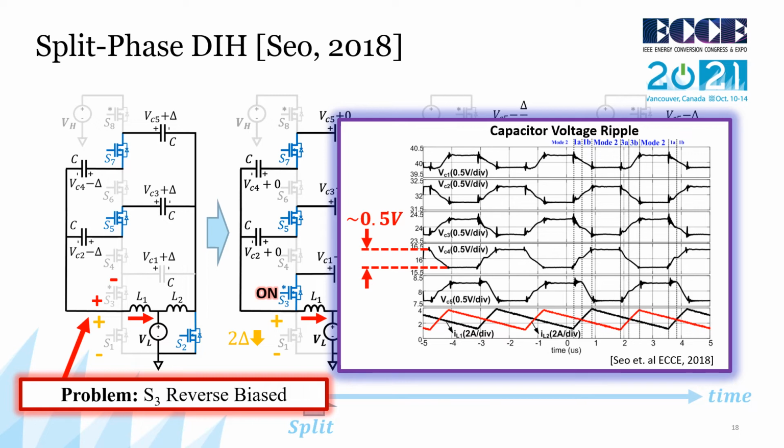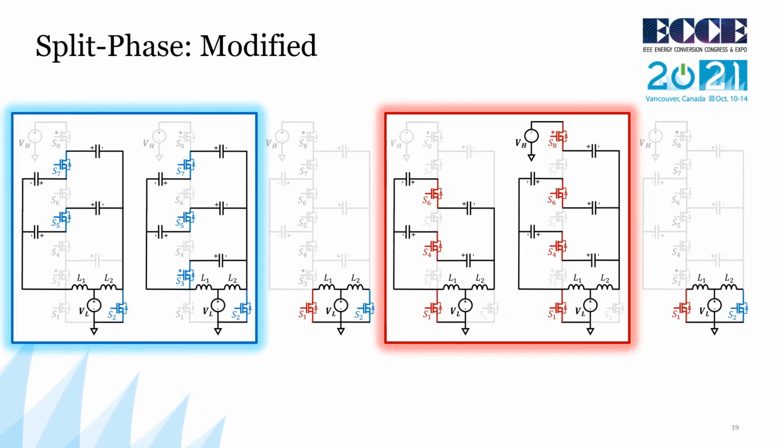Now, please do note that by keeping your capacitor ripple very small, you are not using its full energy transfer capability. In fact, you are stifling it. If you want to use your capacitors most effectively, you really want to operate them with large voltage ripple. So this is a problem. However, in this work, we propose a simple solution.